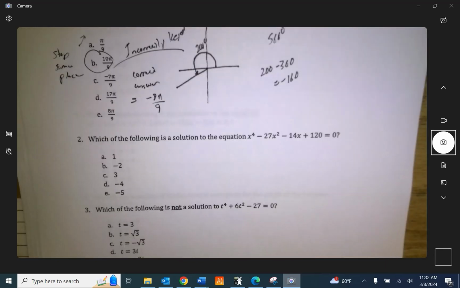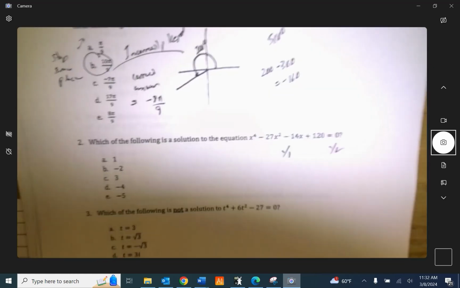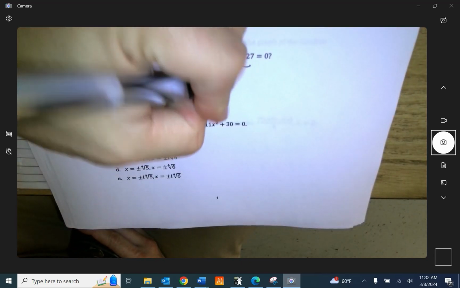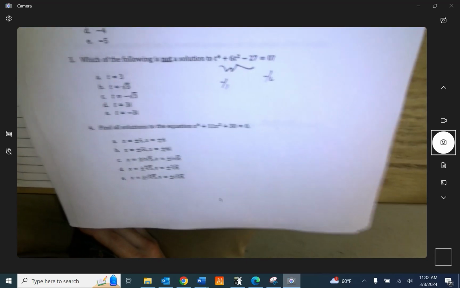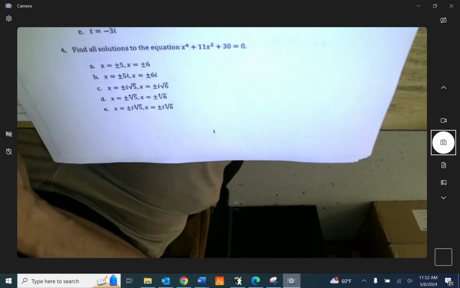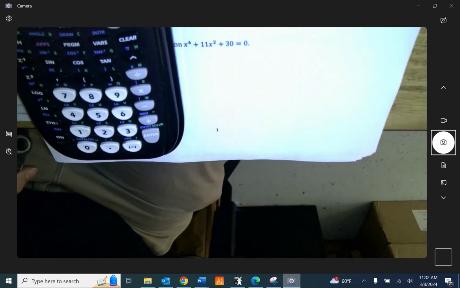Which of the following is a solution to the equation blah blah blah? I'm not going to waste time on that. Which of the following is not a solution? Again, find all solutions. This one's not quite that. It is to some degree, but to some degree it's not. So we are going to cheat.